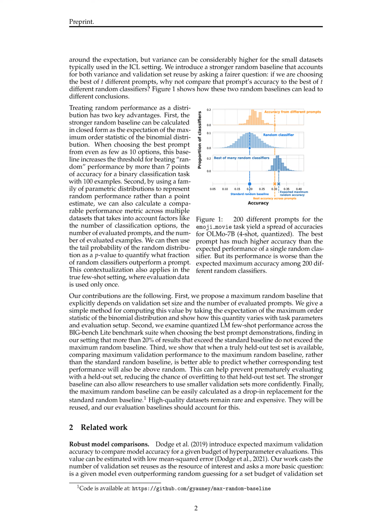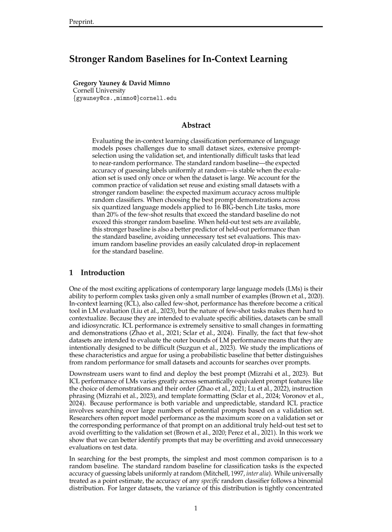The maximum random baseline takes into account the variance and validation set reuse, offering a stronger and more accurate measure of performance compared to the standard random baseline. By considering the maximum performance among multiple random classifiers, the maximum random baseline sets a higher threshold for determining if a model's accuracy exceeds random chance. This helps in distinguishing true model performance from random fluctuations, especially in small datasets commonly used in few-shot tasks.